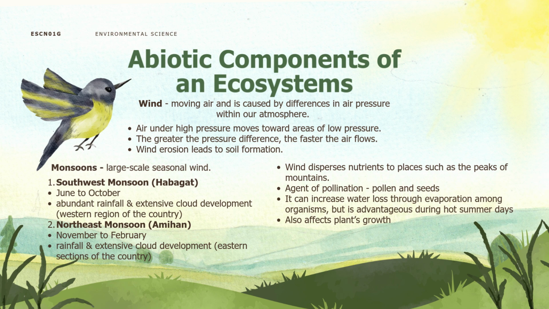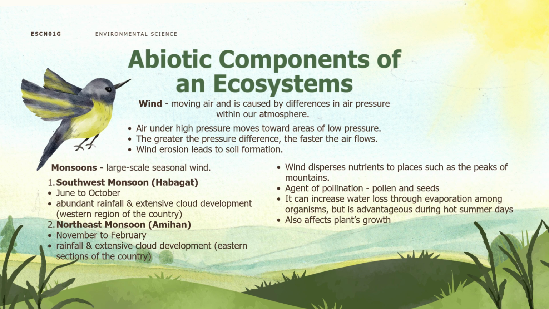We have the southwest monsoon and the northeast monsoon. In Tagalog, southwest monsoon is known as Habagat and northeast monsoon is called Amihan. They are technically the same thing. They are just experienced in the Philippines in different months.